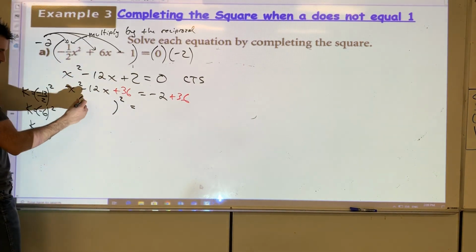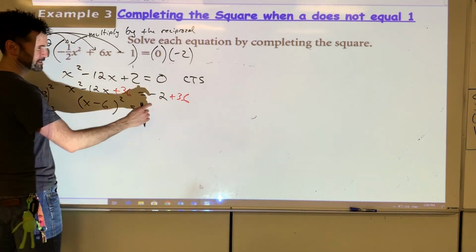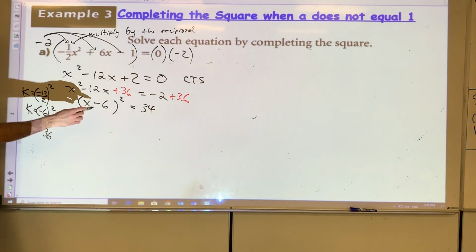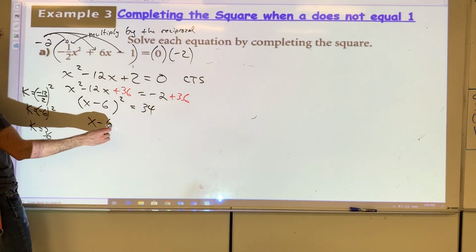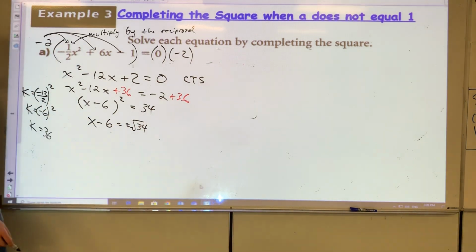All right. You guys tell me, what do I write in there? Because everybody was having trouble. Negative 6. Very good. And then add 36 to both sides: negative 2 plus 36 is 34. And now what? Square root both sides. You get x minus 6 equals plus or minus square root 34.